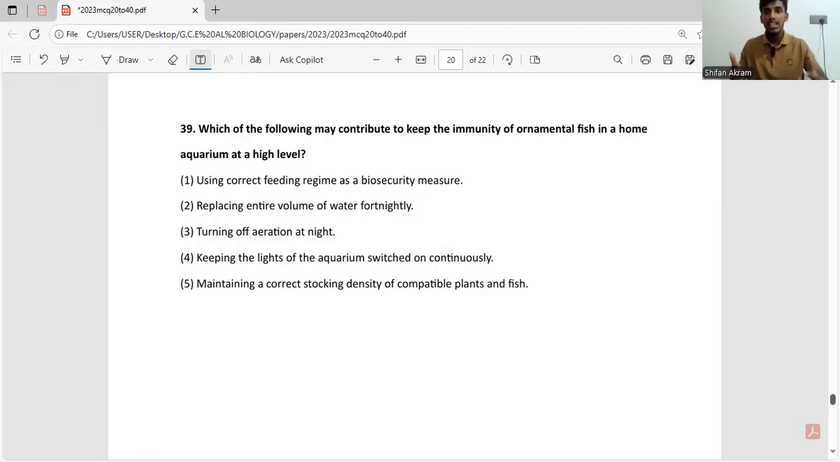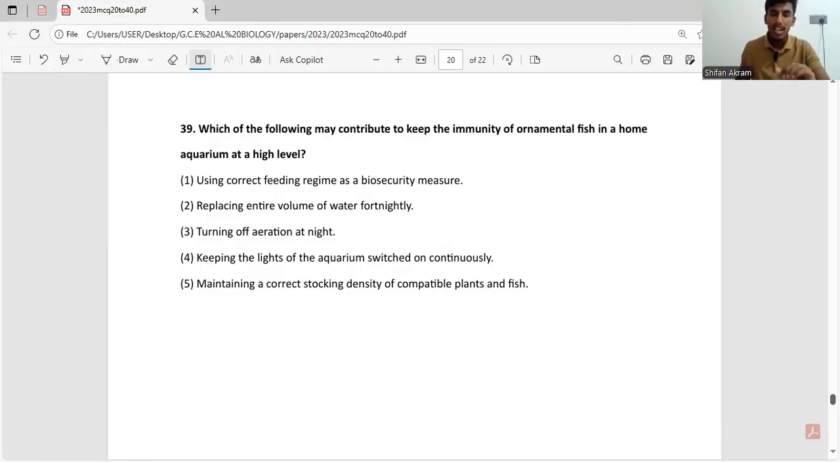We use them for decoration, for beauty, right? And we don't usually eat those fishes. So they're asking how to keep the immunity of these fishes really high. The first statement they are saying, using correct feeding regime as a biosecurity measure. Yes, if you feed them correctly, their immunity is high, but as a biosecurity measure, biosecurity measure is to prevent them contaminating with other pathogens. So feeding them properly is not a biosecurity measure. That statement is wrong.